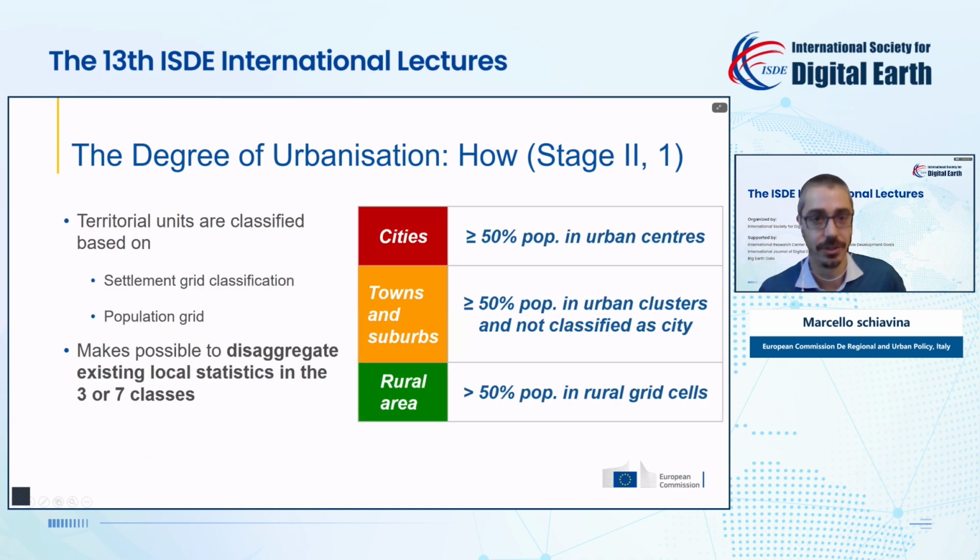Once the settlement grid is produced, by combining this with the population grid, it is possible to count people in each territorial unit that lives in the different Degurba classes. Then, by applying simple majority rules within each unit, the unit can be classified in the most relevant Degurba class.